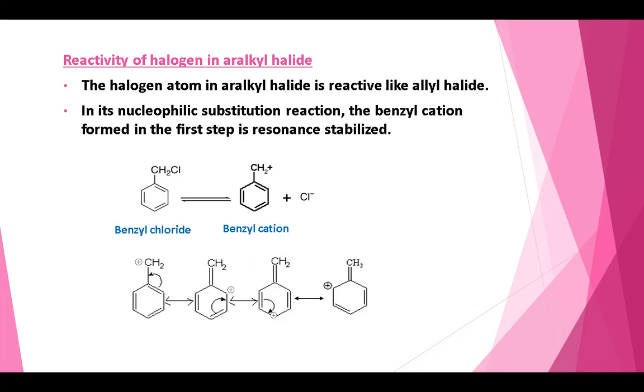For example, when benzyl chloride ionizes, it gives benzyl carbocation and chloride ion. We can draw the resonating structures of the benzyl carbocation, which is resonance stabilized. Therefore it shows nucleophilic substitution reaction.